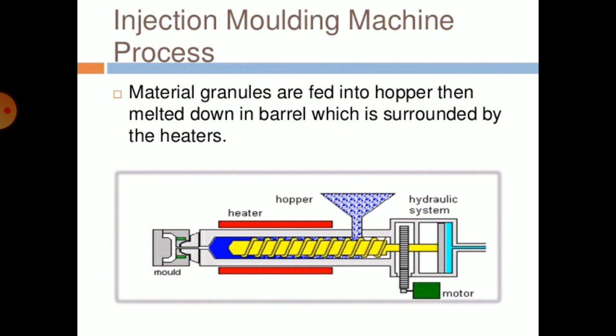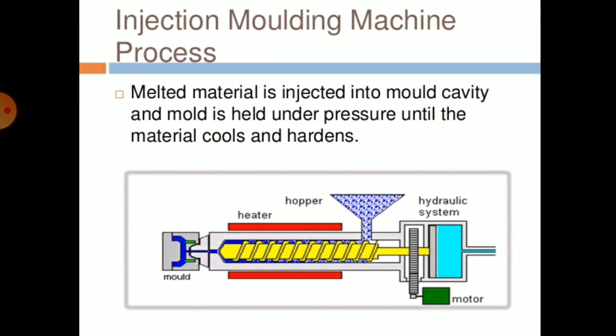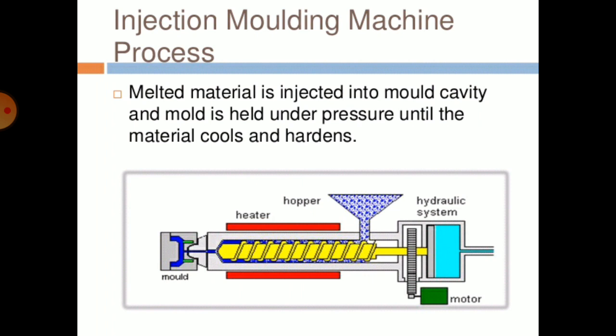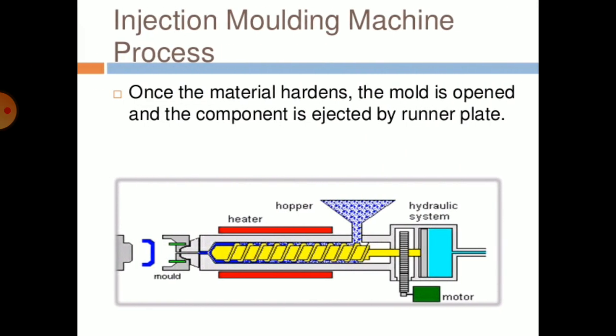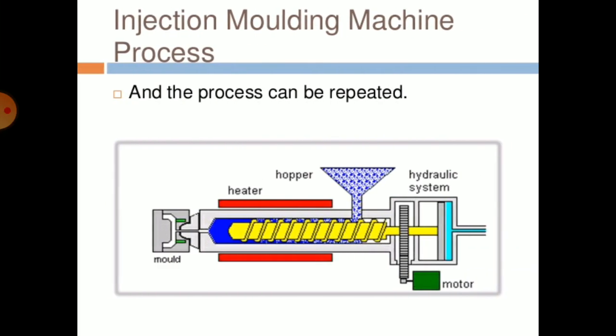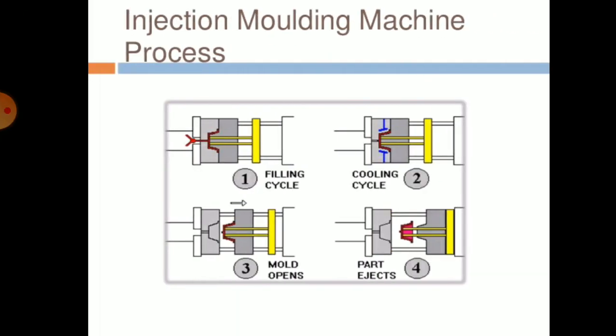Material granules are fed into the hopper, then melted down in the barrel which is surrounded by the heaters. Melted material is injected into the mold cavity and the mold is held under pressure until the material cools and hardens. Once the material hardens, the mold is opened and the component is ejected by a runner plate, and the process can be repeated.